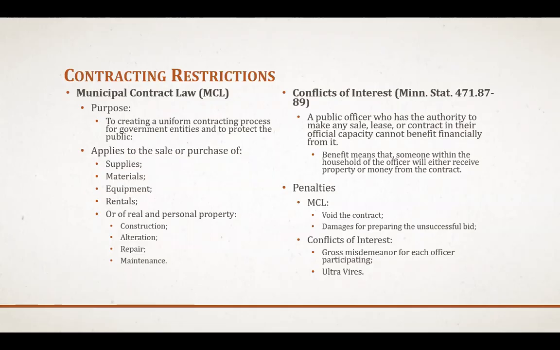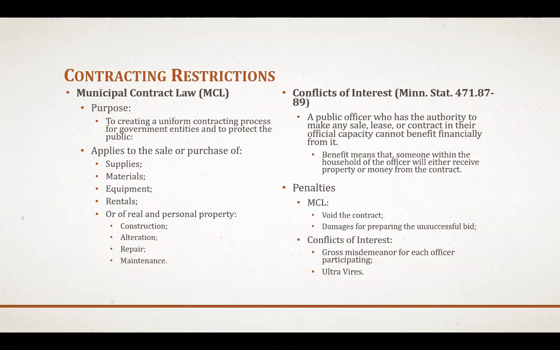What does it apply to? Well, it doesn't apply to every contract, but it does apply to both the sale and the purchase of supplies, materials, equipment, and rentals. If the town is selling any of that, it would apply. If the town is purchasing any of that, it would apply. It doesn't apply to purchasing real estate, because if you're looking to purchase land for a town hall, it's not that people are going to be sending you bids. You can purchase the property you're looking for, but for any construction, alteration, repair, or maintenance on that land, the municipal contract law applies there as well.